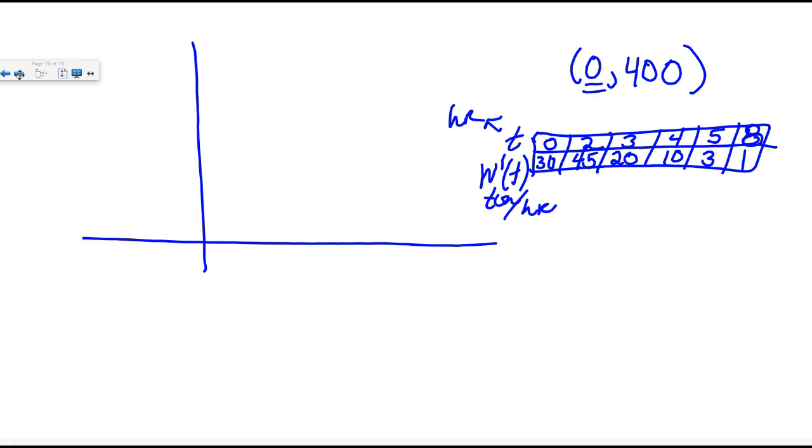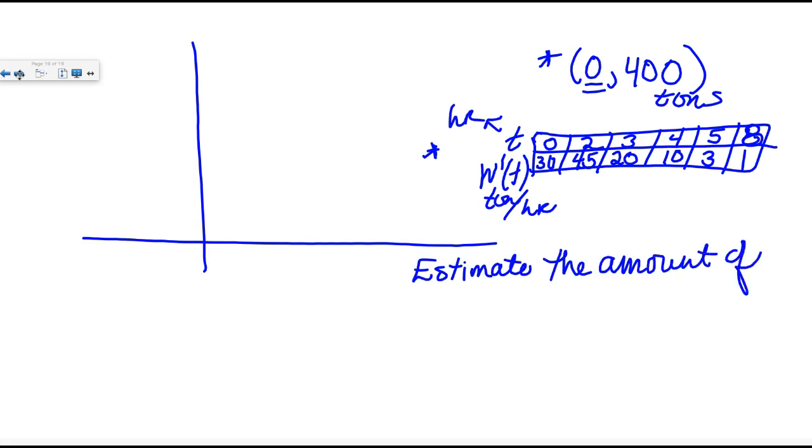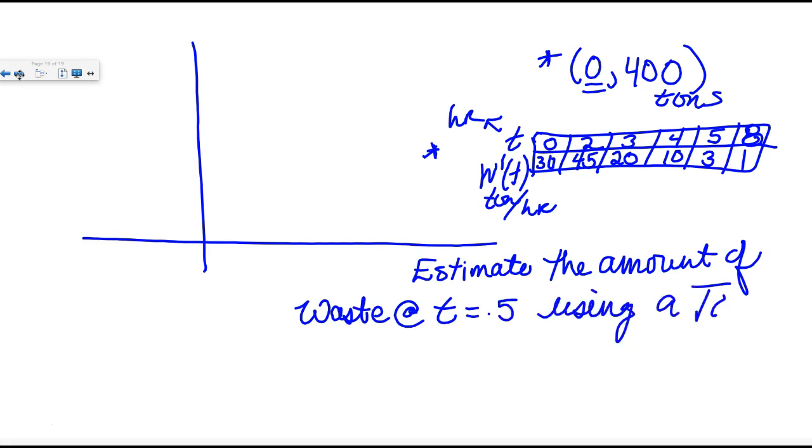And at time 0, when the plant opened, there were 400 tons. So notice that I'm being given just a screenshot of the derivatives, a point on the curve. It might say estimate the amount of waste at t equals 0.5 using a tangent line approximation or a linear approximation, blah, blah, blah, a tan line at t equals 0.